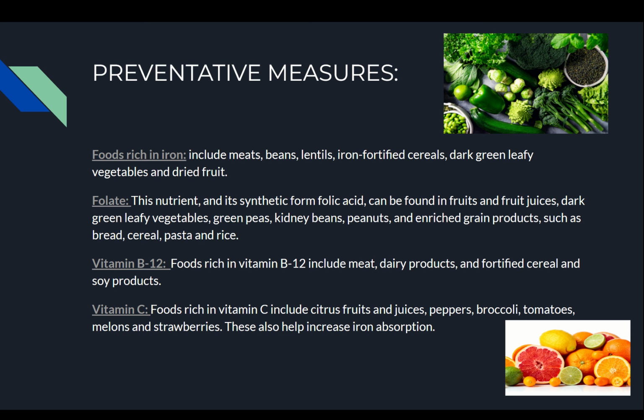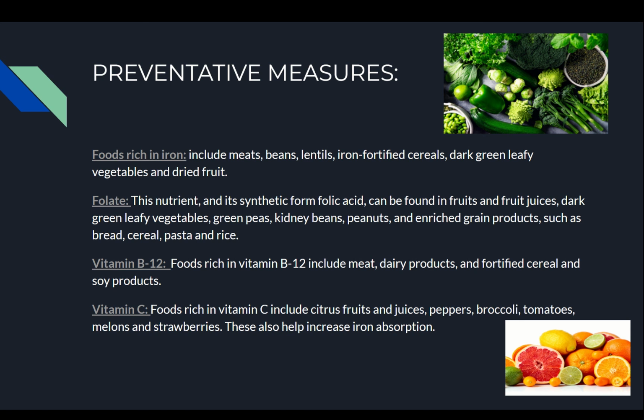Food that is fortified with folate is found in fruits, fruit juices, dark green leafy vegetables, green peas, kidney beans, peanuts, and enriched grain products such as bread, cereal, pasta, and rice.